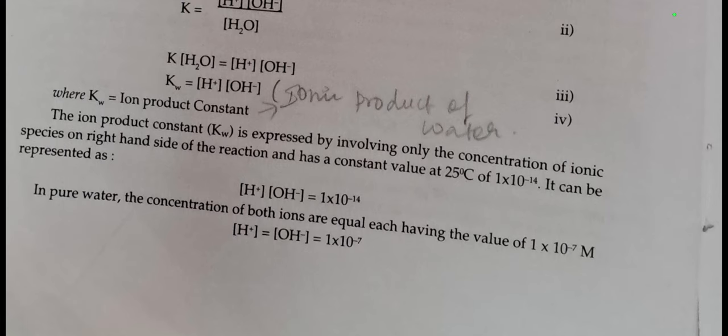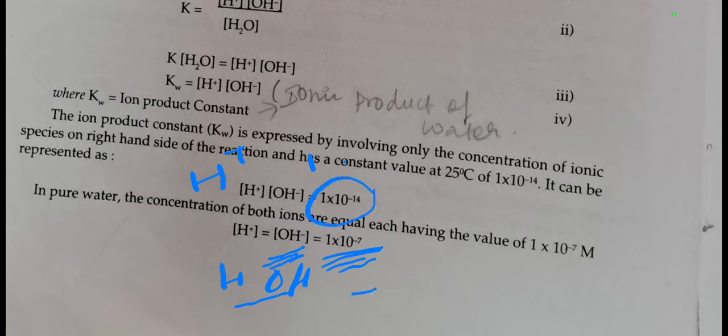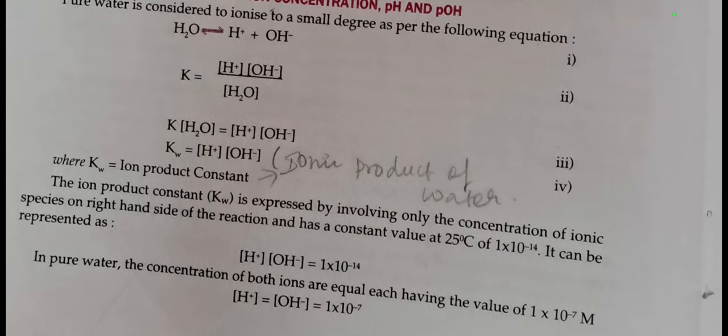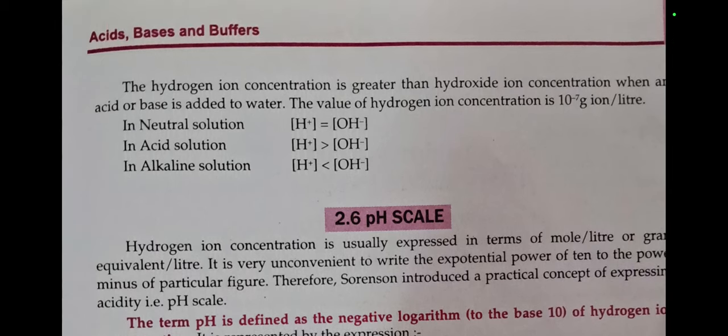Pure water has equal concentration of ionic species. So what is the constant value of hydrogen ion? It means 1 into 10 to the power of minus 7. Like what is the constant value of the hydroxyl ion, 1 into 10 to the power of minus 7. So overall, hydrogen ion and hydroxyl ion together form 1 into 10 to the power of minus 14. This is the value for both hydrogen and hydroxyl ions.